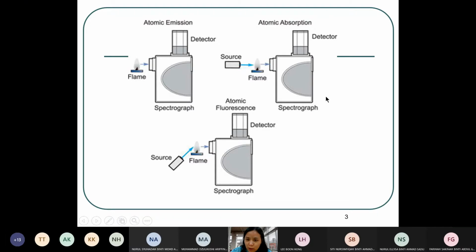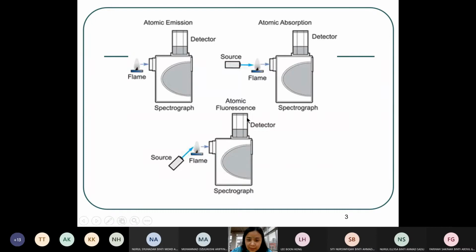In AAS, the signal that we want to determine is the absorption, how much light is absorbed. In contrast, AFS also involves excitation. If there is an excitation, there is an absorption. However, the signal that we want to detect is the emission signal. And this emission signal is not just any emission signal, but a fluorescent signal that we want to measure. So that is how we differentiate between AAS and AFS.